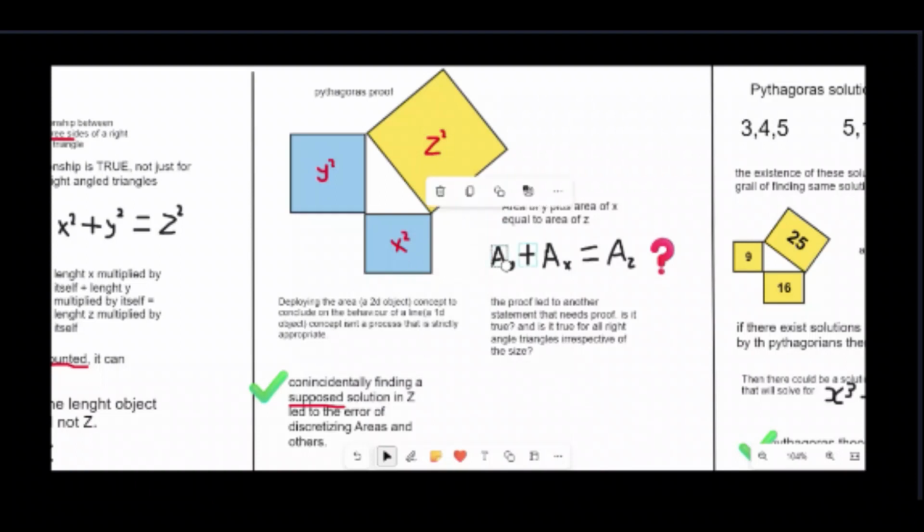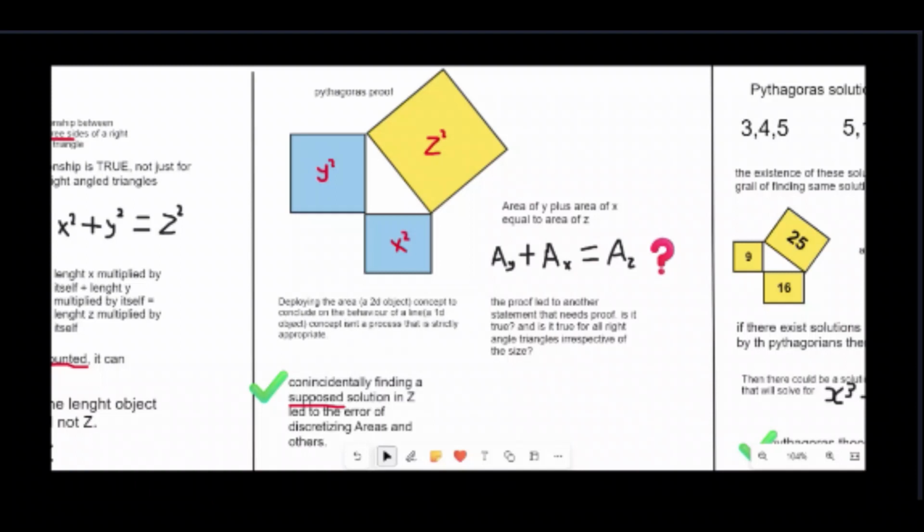That's how he tried to prove. Okay, so which means it can actually be represented this way. So what is the issue here? According to the Pythagoreans, he meant that the area generated by the length Y plus the area that is generated by X will give you the area that is generated by the length Z.